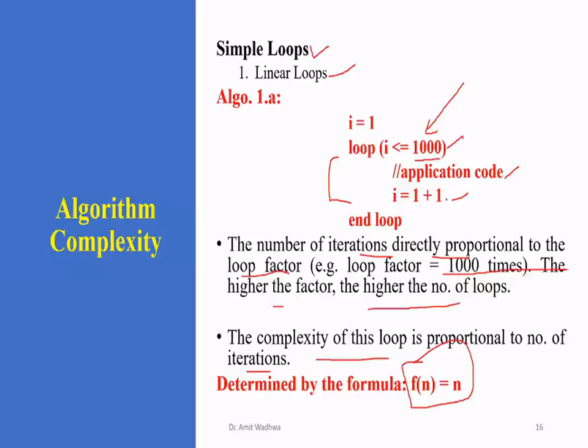Even if this is one n, this is another n, so total will be 2n, but 2n also is equivalent to your n in terms of complexity, because we generally ignore the coefficients when we are referring to the complexity. When we talk about complexity, 2n is equivalent to your n, because it doesn't matter if this 2 is attached with this n. So 2n is almost equivalent to your n.